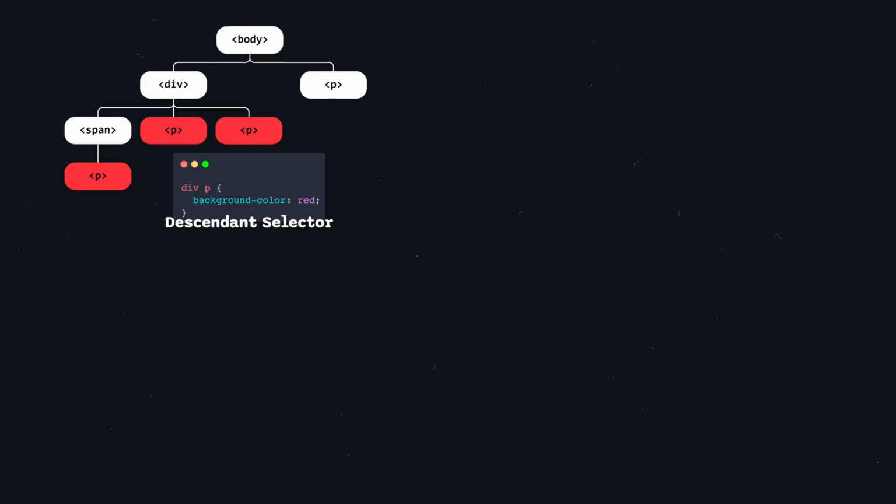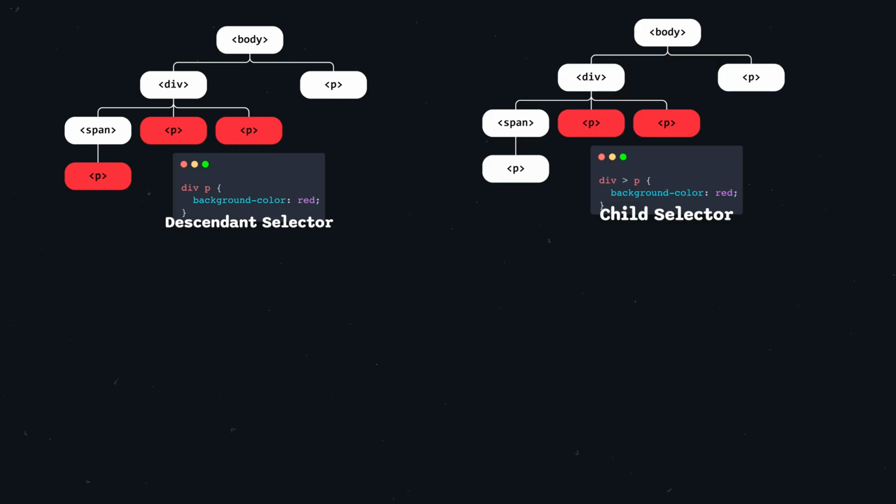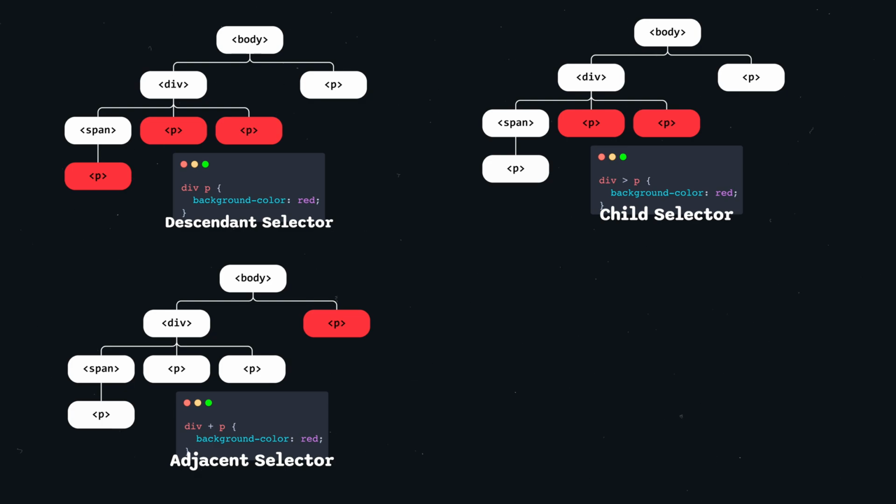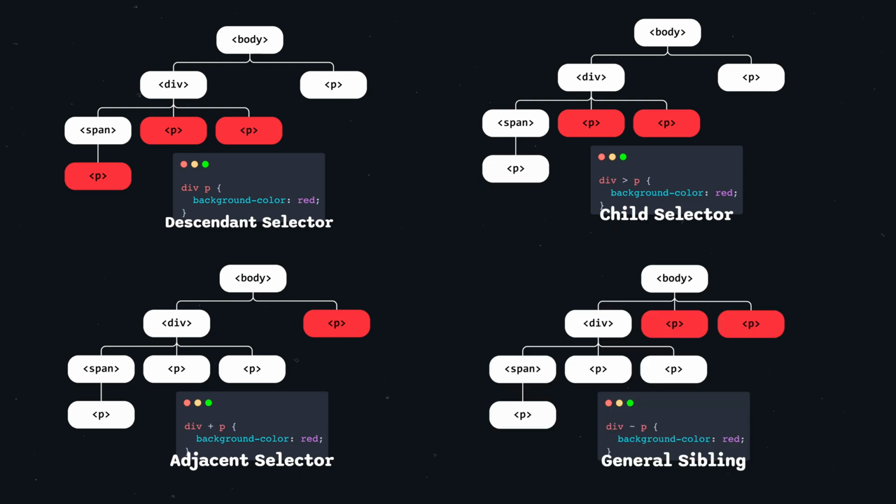To sum it up, the Descendant selector is used to select elements which are below an element in the hierarchy of the DOM. The child selector only selects direct descendants of an element. The adjacent combinator selects elements which are placed immediately after the other element. And finally, the general sibling combinator selects elements on the same level of the DOM, but they don't need to be immediately after the other element.